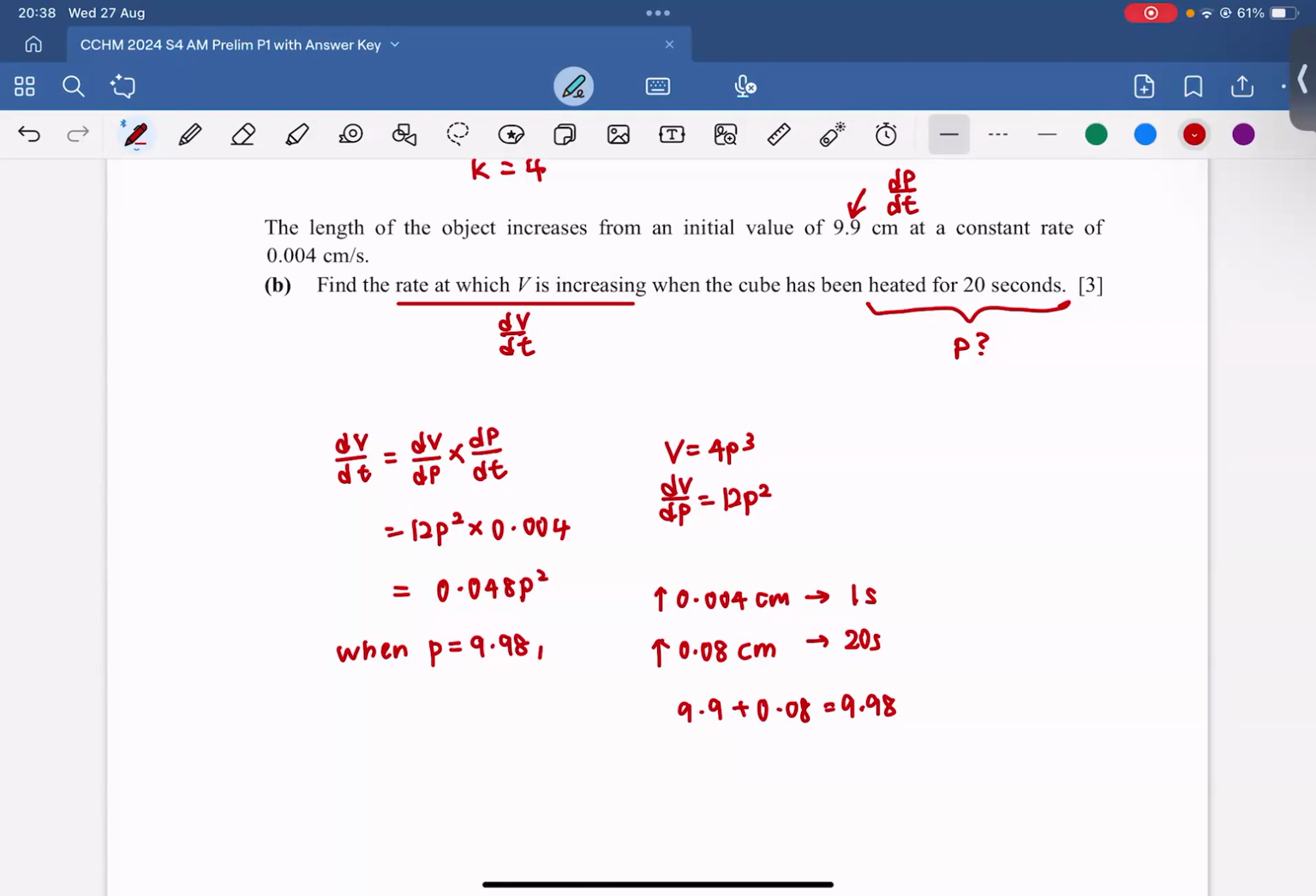So most of you actually just put 9.9 into the p. So 9.98 squared. That will give us 0.048 times 9.98 squared, which is 4.7808. Round off to 3 significant figures: 4.78 cm cubed per second. Okay, round it off to 3 sig fig because it's not an exact value.